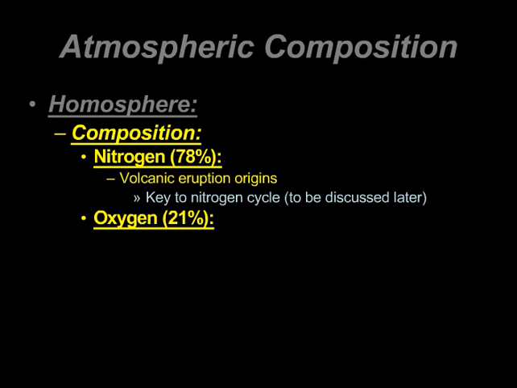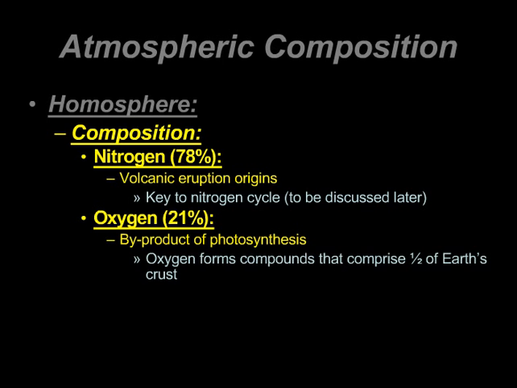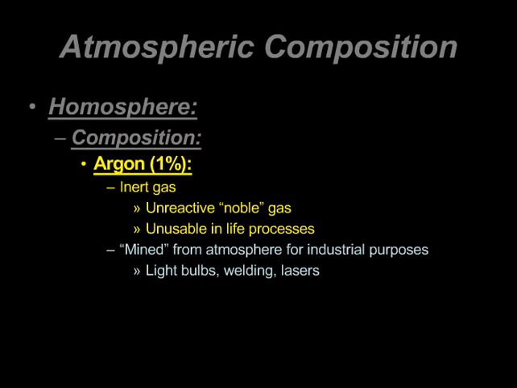Number 2 is oxygen at 21%, and that oxygen is a byproduct of, or comes from, photosynthesis. Oxygen also forms compounds that comprise 1/2 of Earth's crust, and so we also find a good amount of oxygen not only in the atmosphere but also in the Earth's crust. And of course, oxygen is important for biological activities, very important for humans and our breathing, obviously.